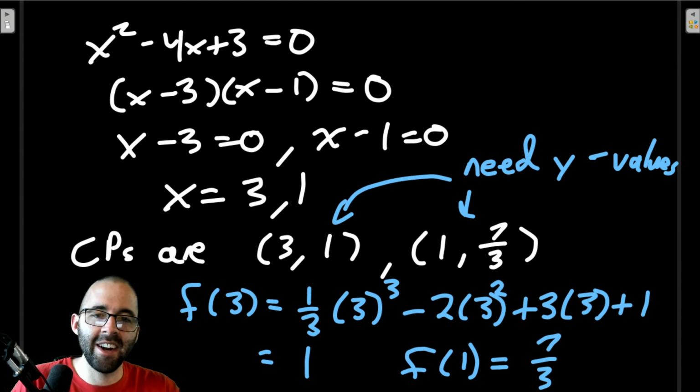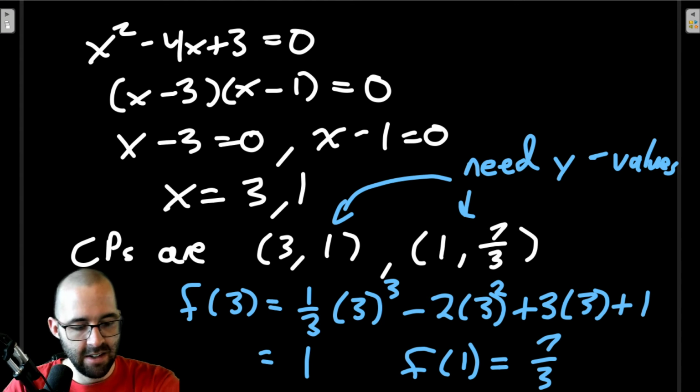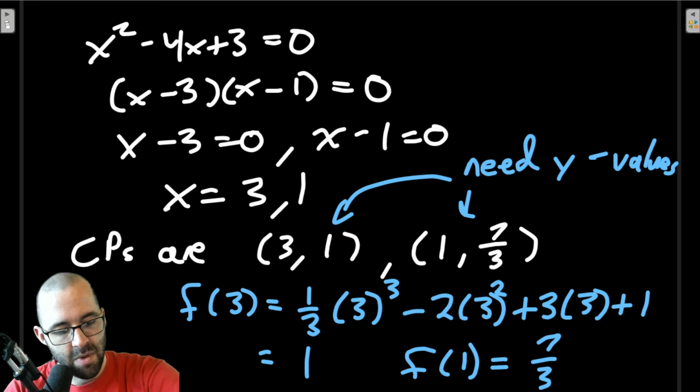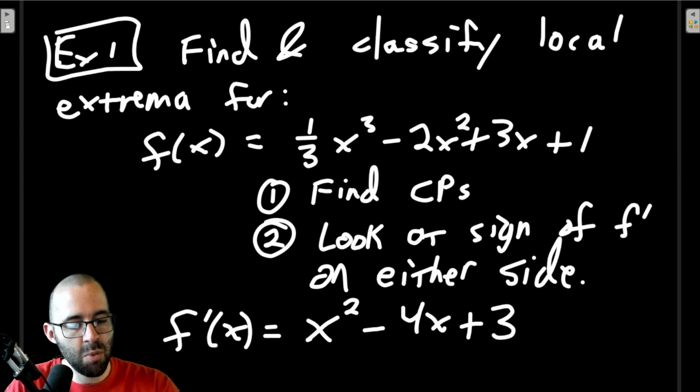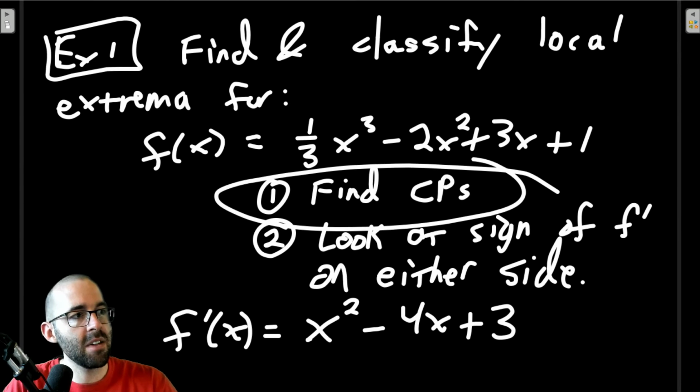All right, I'm just gonna check my answer. We have 1/3 times 1 minus 2 plus 3 plus 1, which is 2 1/3, or 7/3. Excellent, great. So these are our critical points. Step 1, back here, has been completed.